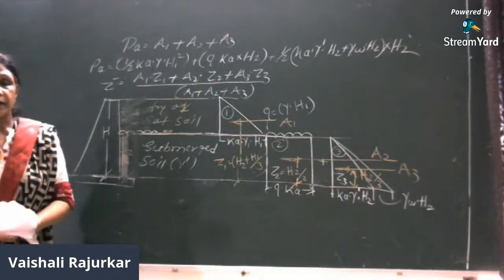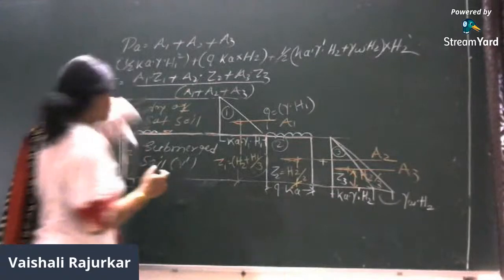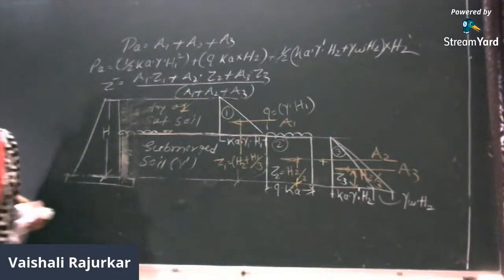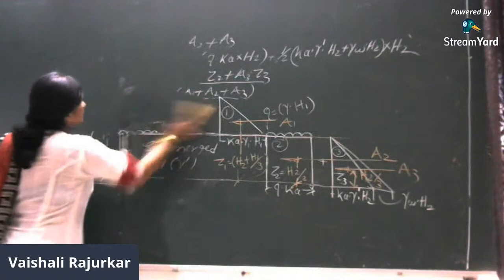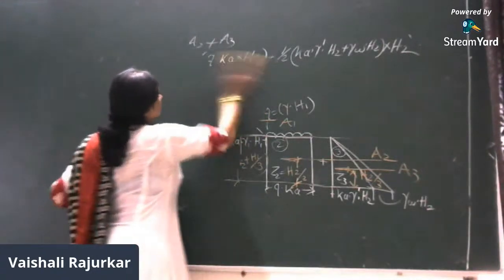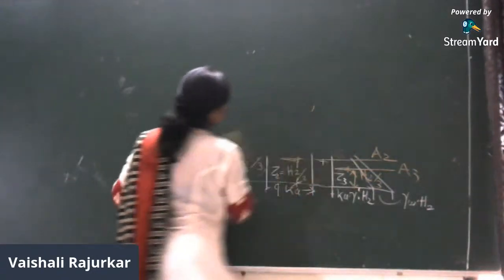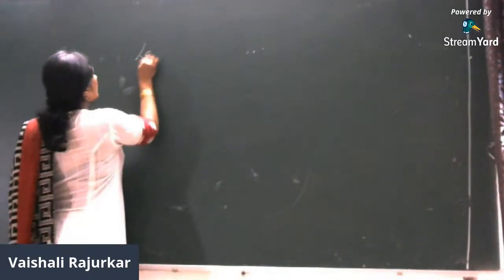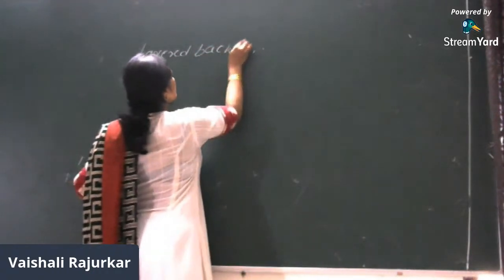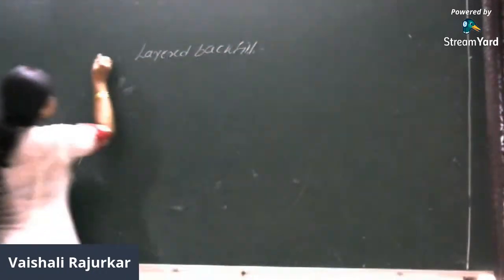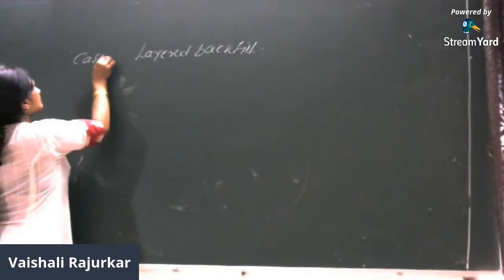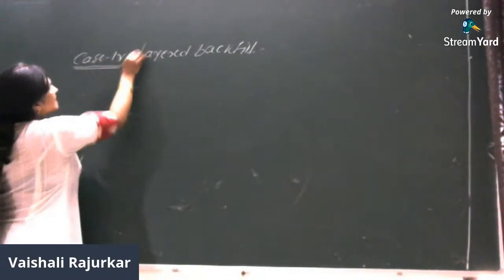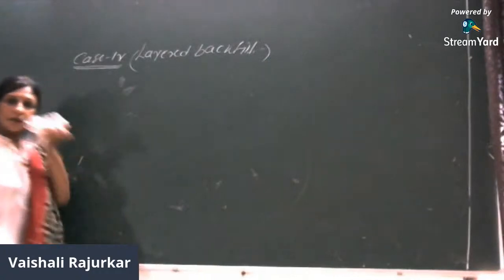Right? Now we will have the last case, that is the layered soil or layered method. So this layered method is case 4. This is case 4.